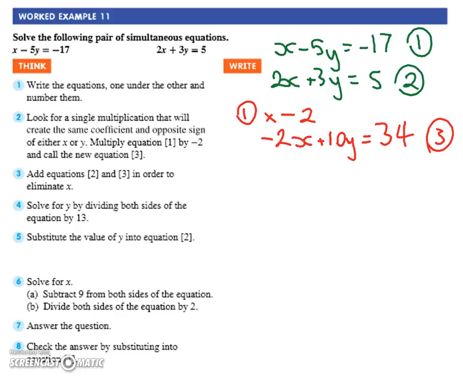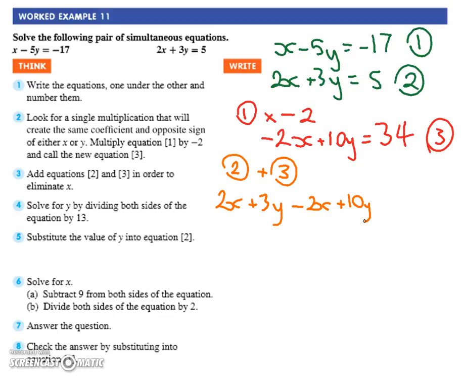So now, if I take equation 2, I'm going to add it to equation 3. I'm going to take everything in equation 2 and add it to everything in equation 3. Cool? So equation 2 is 2x plus 3y, and then I'm going to add the stuff from equation 3, so minus 2x plus 10y. Cool? That's the left-hand side. Everything from equation 2, everything from equation 3.